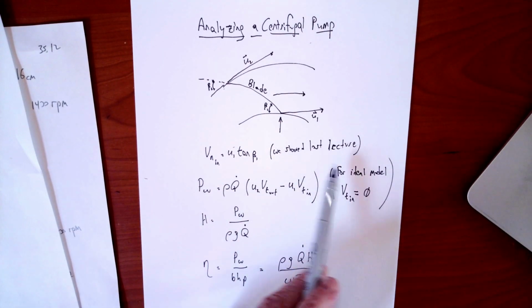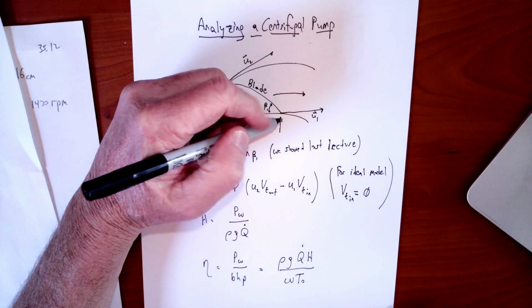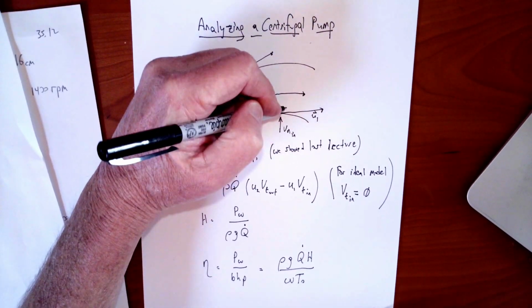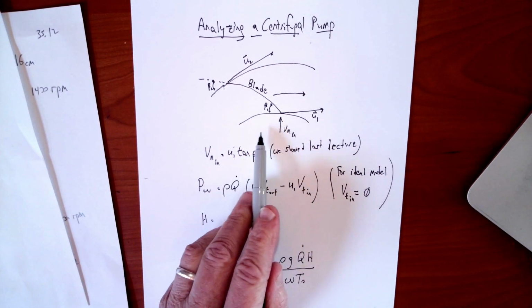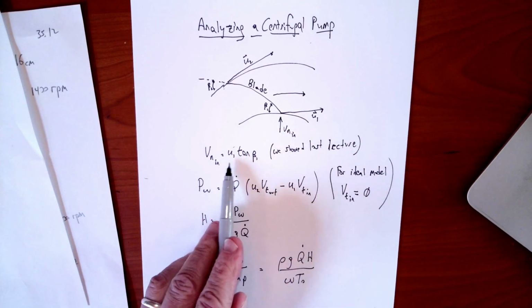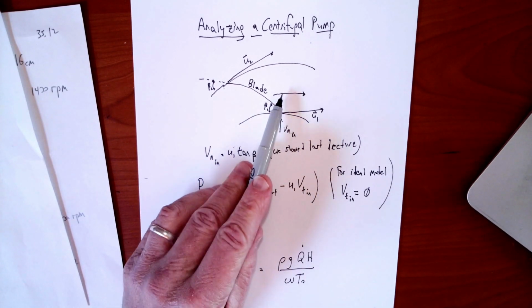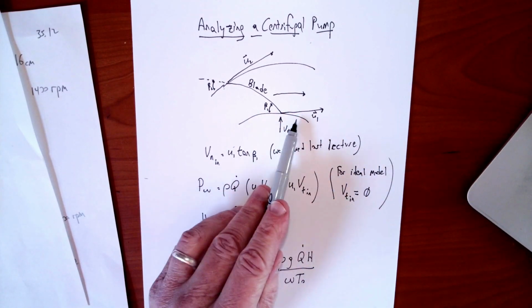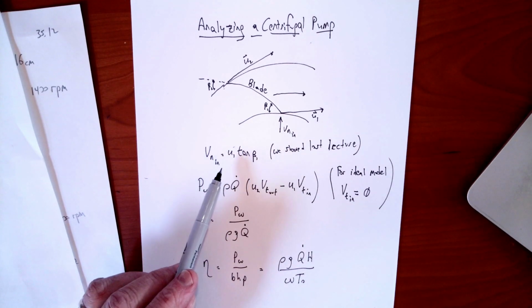Last lecture, we showed that for this type of pump, the normal velocity entering the blade region, so that would be right here, VNN, can be calculated based on the tip speed of the blade at the bottom, where it's entering, times the tangent of beta 1, the angle of the blade to the tangent of the surface. So that's the equation that we determined at the last lecture.